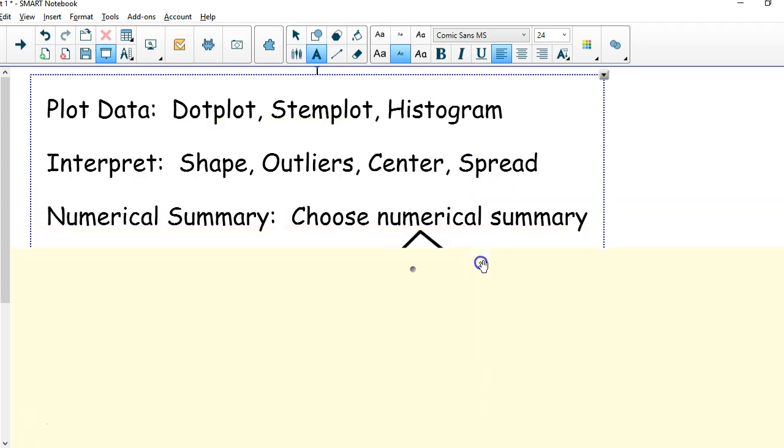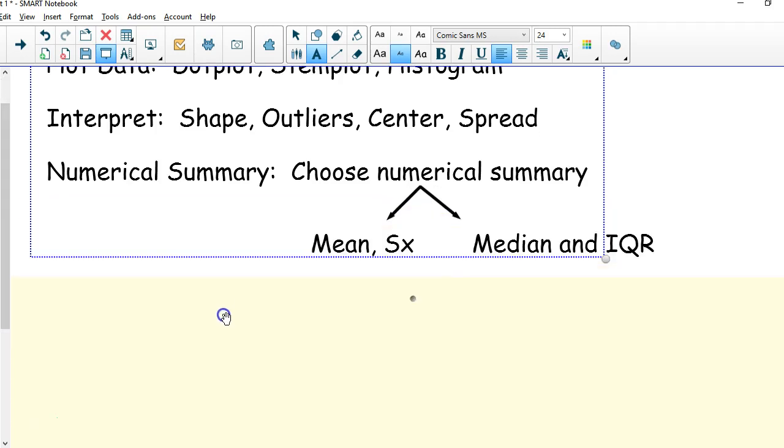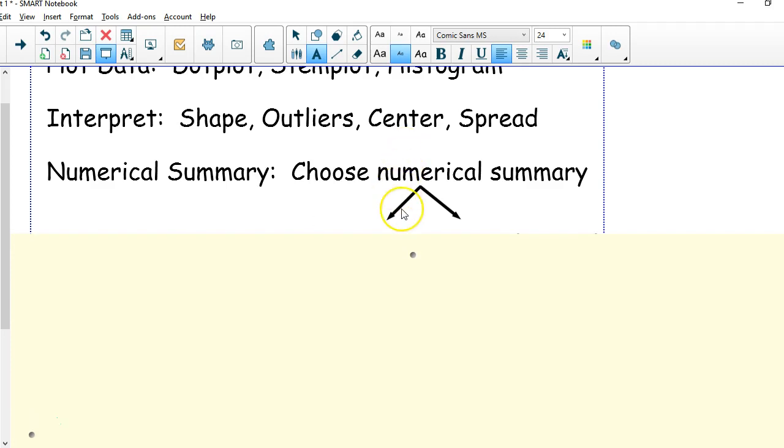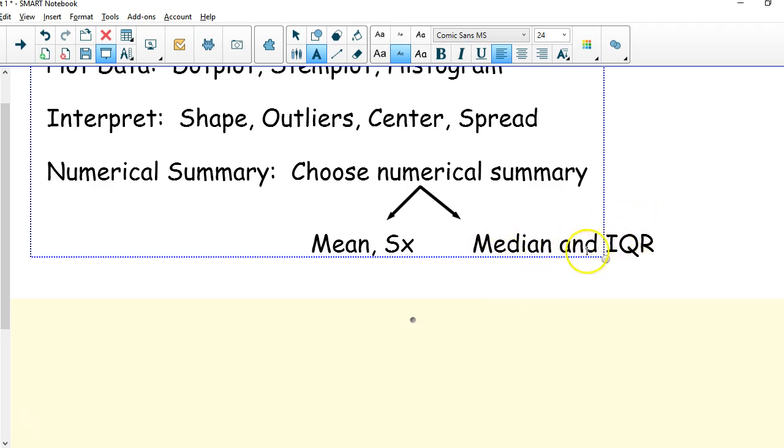Now, when you choose your numerical summaries, you need to choose carefully. When you're using SOCS, or if they ask you what would be the best numerical summary, you need to think about whether we have a skewed distribution or a symmetric distribution. If we have a skewed distribution, we need to use the median and the IQR. Why? Because the skew is throwing the mean and the standard deviation off. So you do not want to describe the center with the mean. The mean chases the tail.